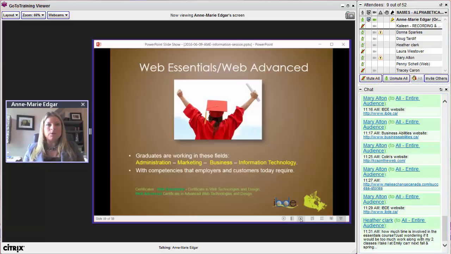Then we have a third stream. They're entrepreneurs. They want to run their own online business, and that's happening with great regularity as well in the program. We've had some really interesting businesses come out of the IBDE program, such as a woman who is selling fairy gardens online. We have people selling all sorts of artwork.